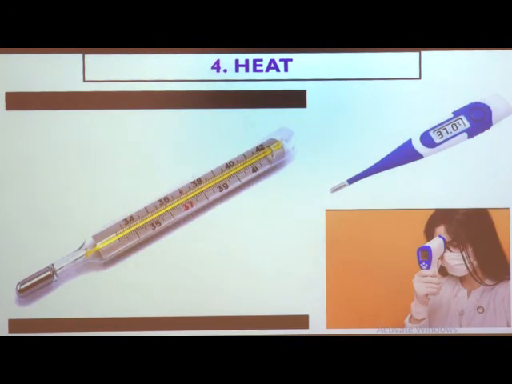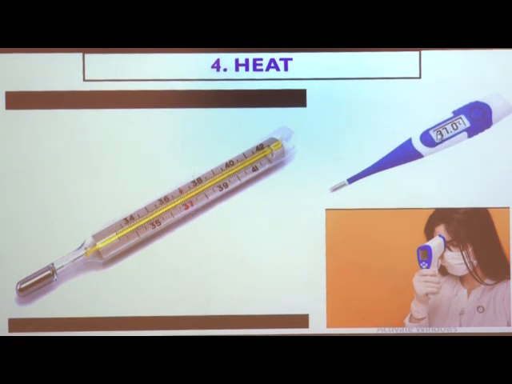See, here is a picture of a thermometer. This is the first one, a thermometer. Mostly we are using this type of thermometer, which has mercury. Here, the second picture is pen-like. You can see a pen-like thermometer. This is called a digital thermometer.